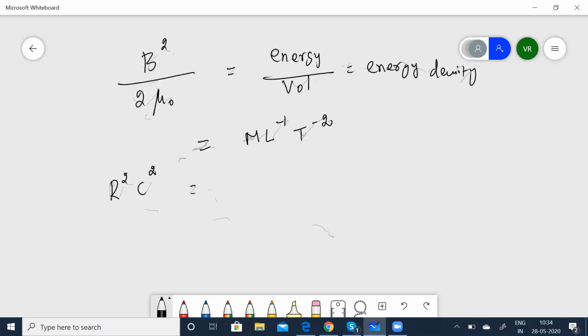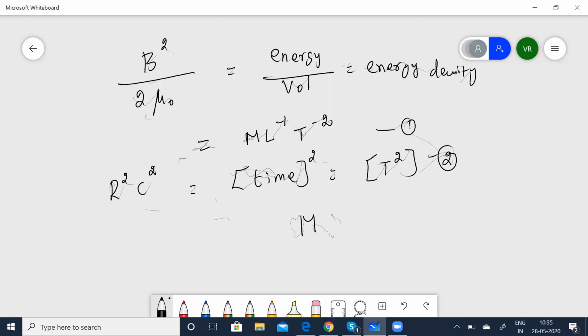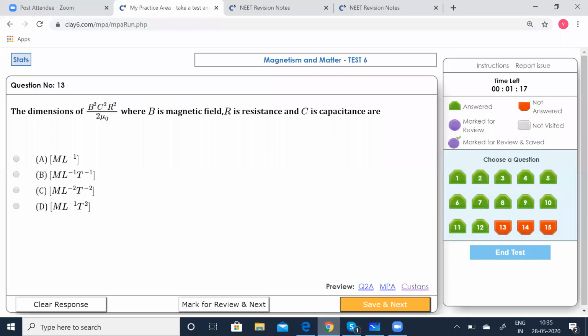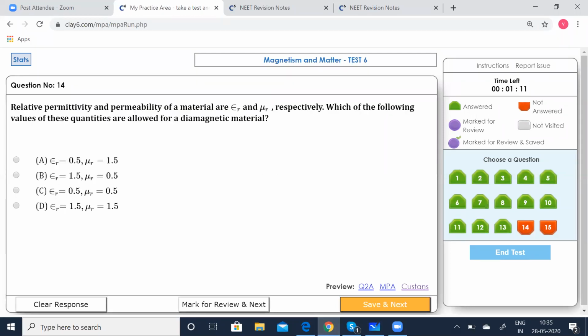So this is nothing but time, so time squared, which is equal to T squared. So multiply 1 and 2, you get simply ML to the power of -1. So let's see which option is correct. Option A is correct. So dimensionally it should be ML to the power of -1. Go to the 14th one.